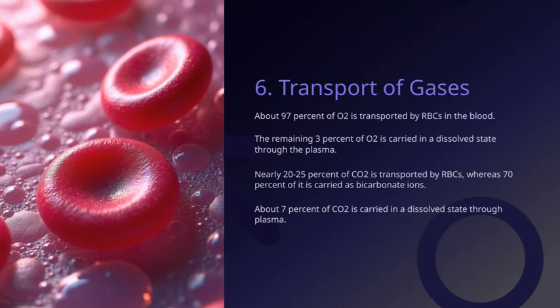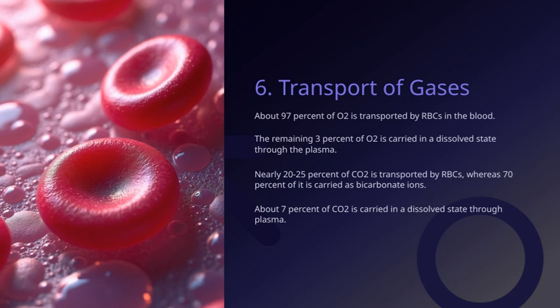So, when it comes to carbon dioxide transport in the blood, about 7% is carried dissolved in the plasma. That may seem like a small amount, but it's still important to recognize. A larger portion, nearly 20 to 25%, is transported by red blood cells, or RBCs. The majority, around 70%, actually travels as bicarbonate ions, which form when CO2 reacts with water inside the blood. This process is crucial because it helps regulate blood pH and efficiently remove CO2 from the body.